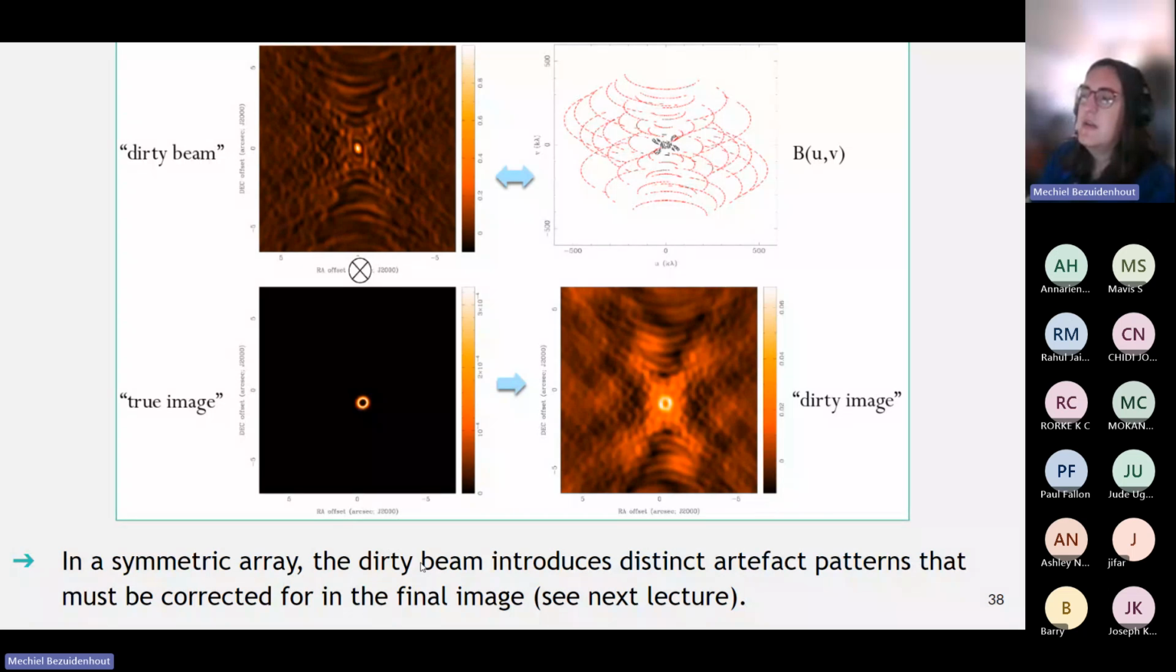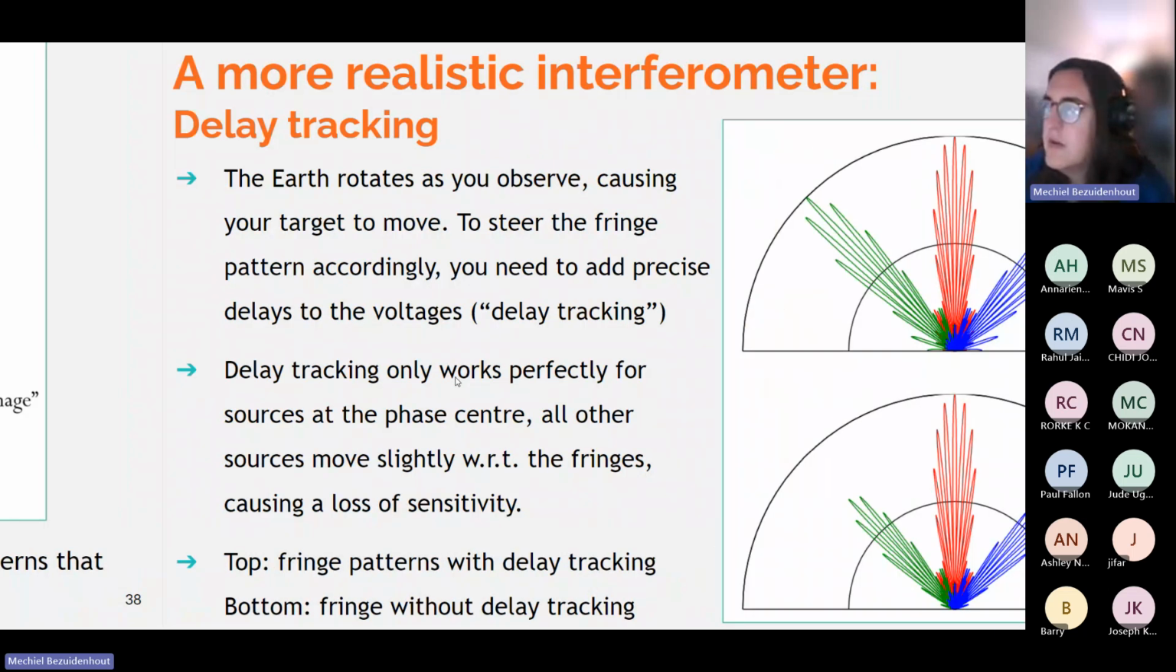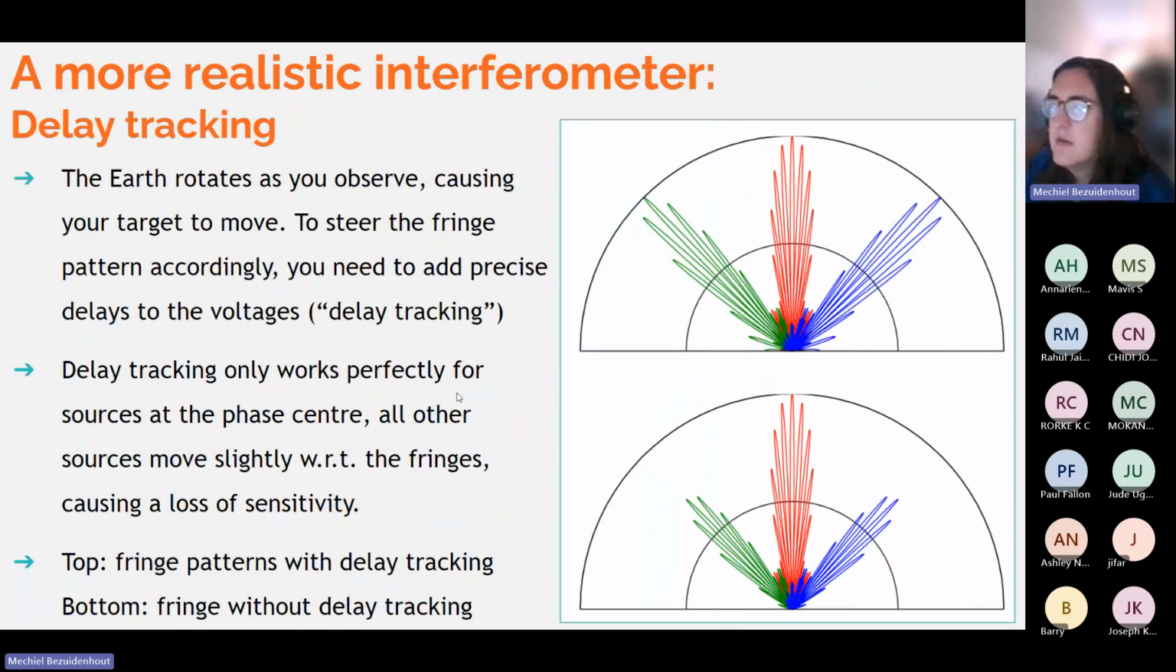So in the next lecture, there's going to be a lot about how you go from the image, which is the convolution of the dirty beam with the true image, to remove those artifacts to get back to a clearer picture of what the actual object looks like. So all of this so far has been a pretty idealized case of an interferometer. In reality, things are, of course, much more complicated.